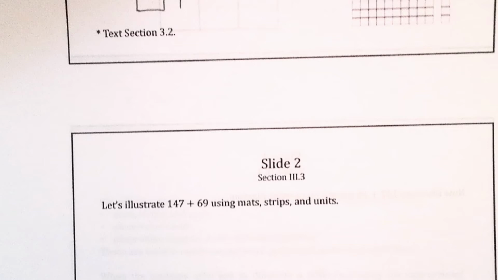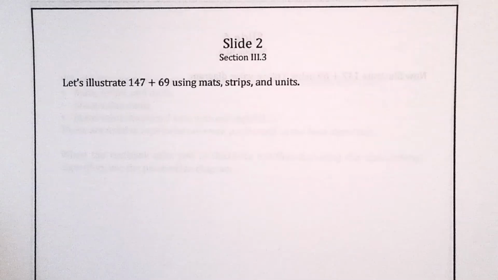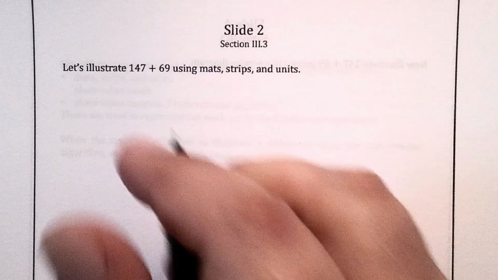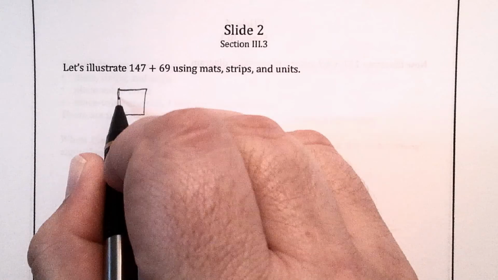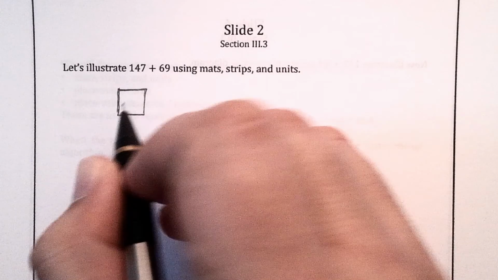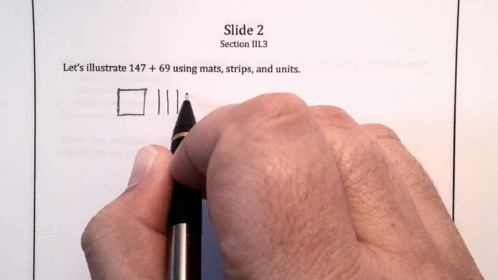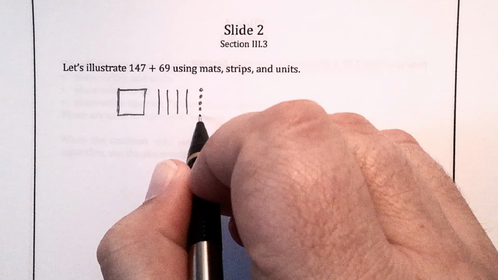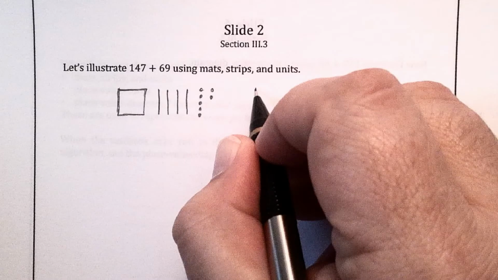Okay, so first let's try to illustrate 147 plus 69 using math strips and units. I begin by just drawing the two numerals using the manipulatives, the math strips and units. So I have one mat, four strips, and 7 units, plus 6 strips and 9 units.